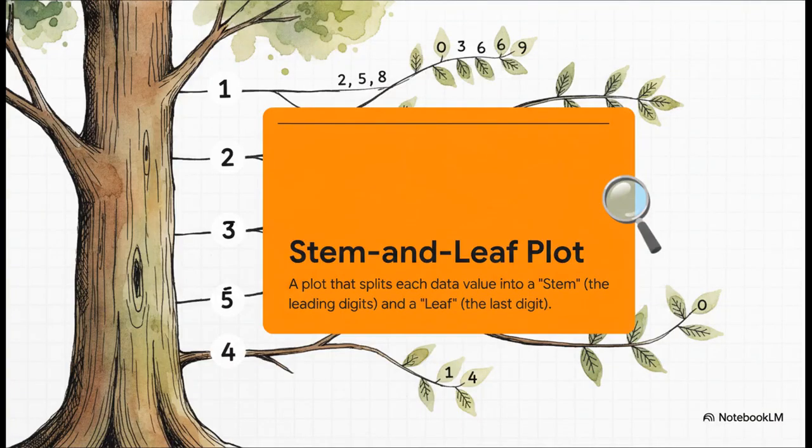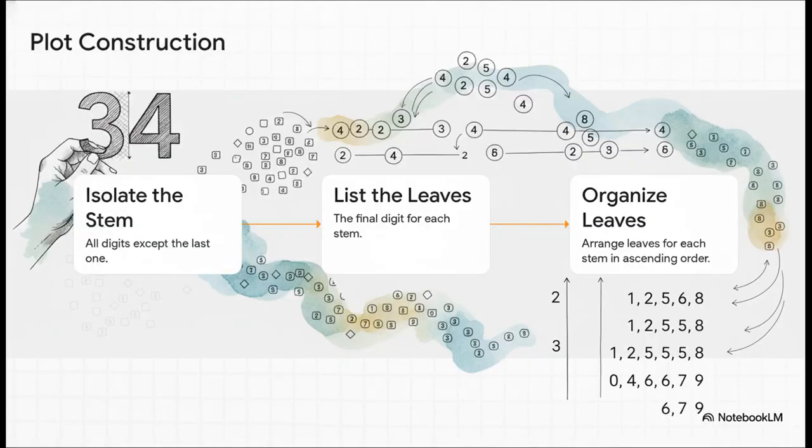All right, next up, the stem and leaf plot. Now, this one might look a little strange at first glance, but trust me, it's incredibly clever. The idea is to split every number into two parts. You've got the stem, which is all the digits except the last one, and the leaf, which is just that final digit. And putting one together is super easy. Say you have the number 34. The stem is 3, the leaf is 4. Simple, right? You just group all the leaves that share the same stem and then line them up in order. It's a really fast way to sort and visualize your data all at once.